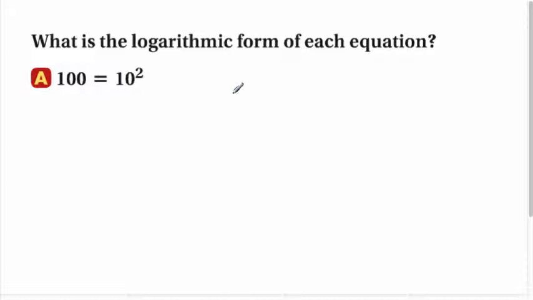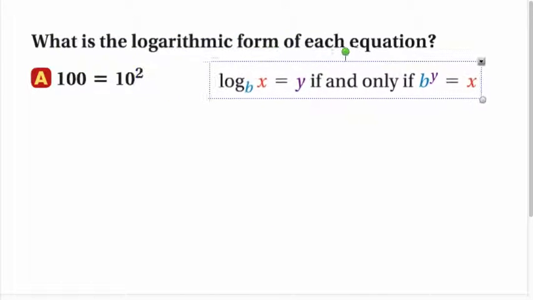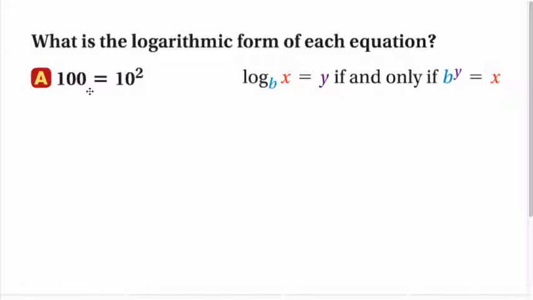So what is the logarithmic form of each equation? What I'm going to do is right click my mouse and paste what I copied earlier. So I need to keep this in mind as I'm thinking through this. Well, this form right here is logarithmic. This form over here is exponential. So I need to basically decipher this exponential. It's b to the y equals x. So this is b to the y equals x. So where I got this from was over here with this exponential.